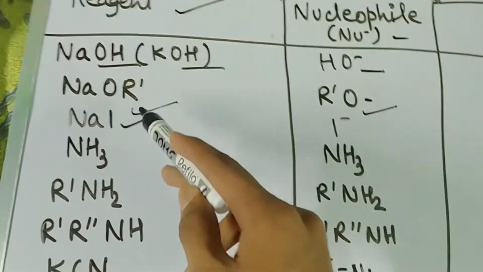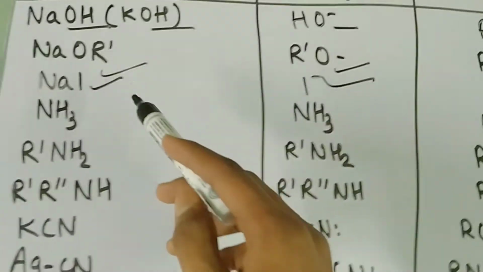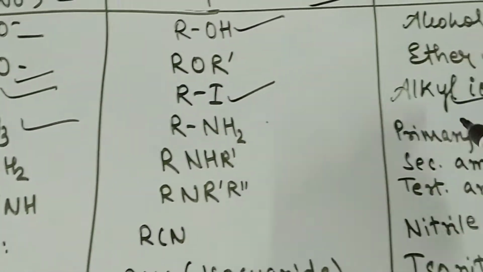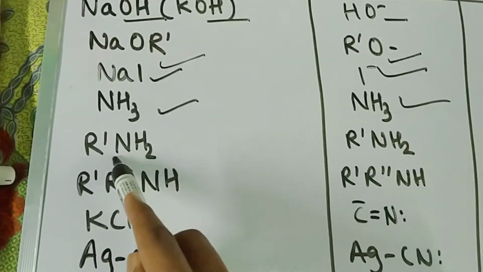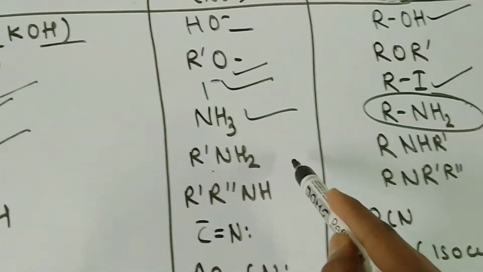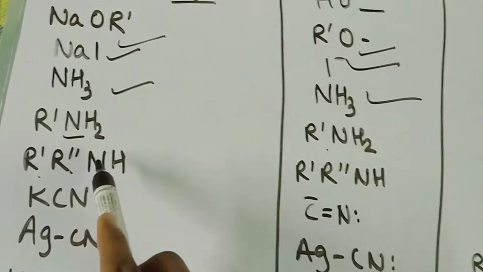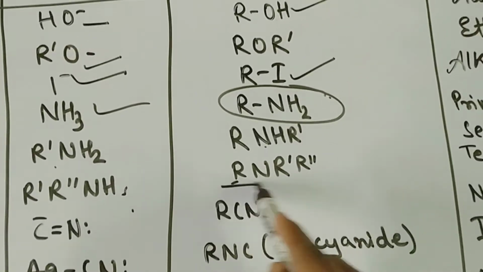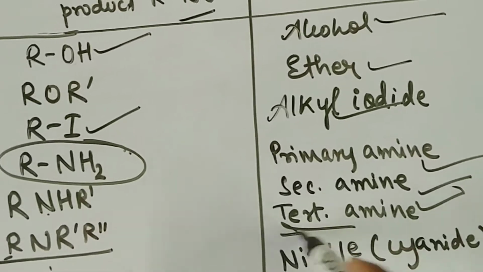NaI, sodium iodide, gives the nucleophile I- and it reacts and gives us alkyl iodide. Again we have NH3, it gives the nucleophile NH3 and it reacts and we get a primary amine, RNH2. Again we take RNH2 as the reagent and it gives RNHR, which is a secondary amine. And like this we get a tertiary amine.